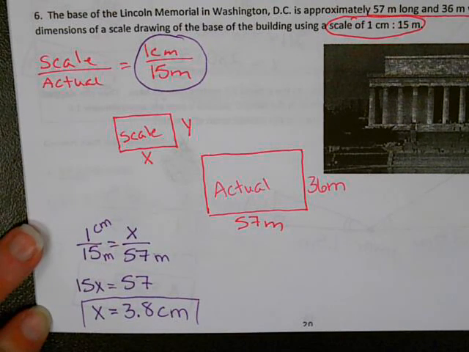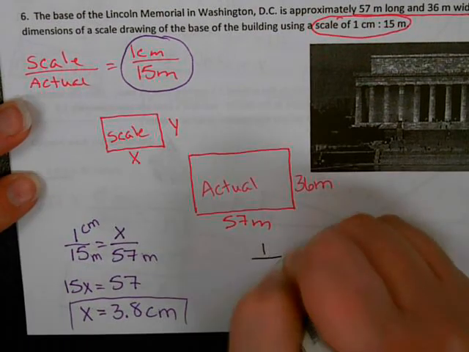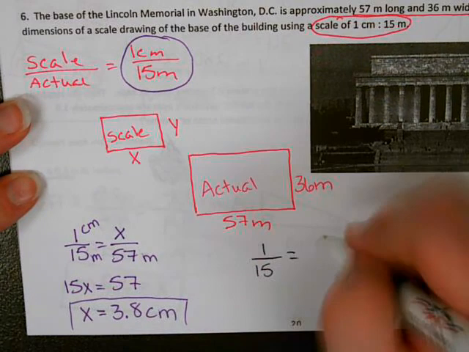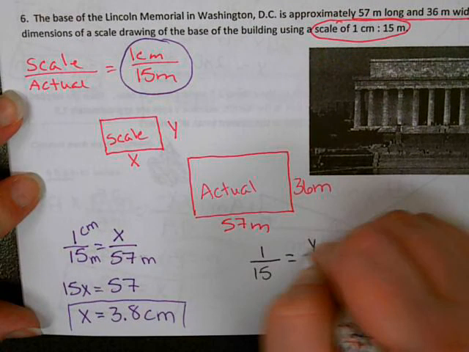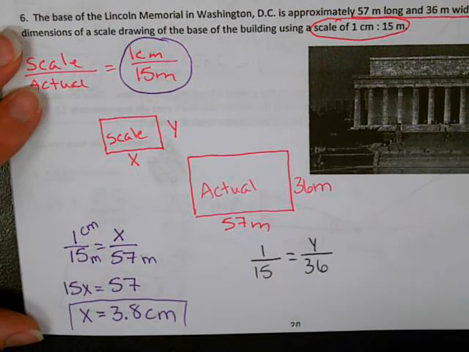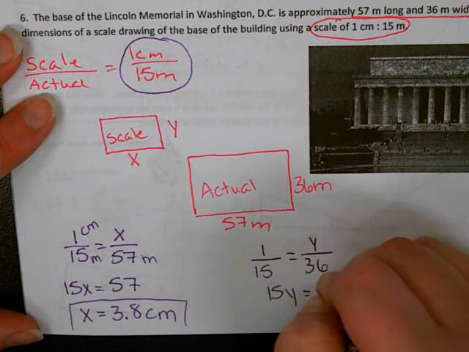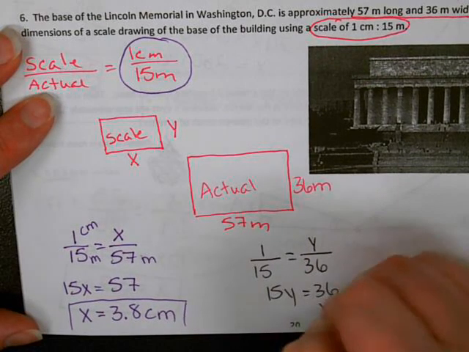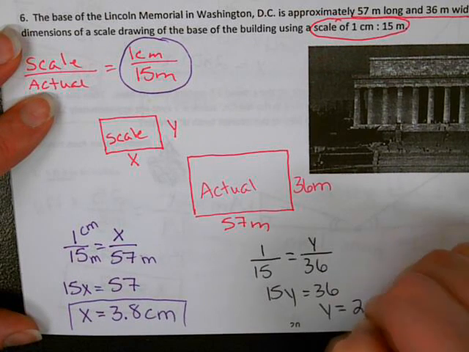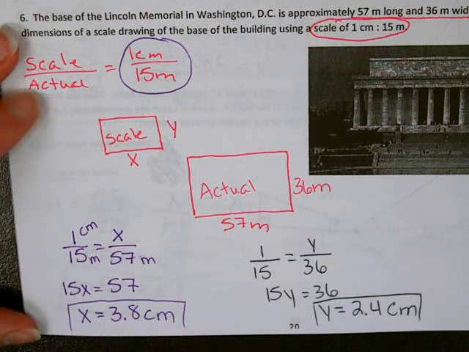And then we got one more, right? We have to solve for y. So we're still going to use our original scale, 1 to 15. And now I'm looking for y. I'm looking for the width of my scale drawing, and the width of my actual was 36. Cross multiply and divide it over, and we get y to be 2.4, and again, that one's going to be centimeters also.